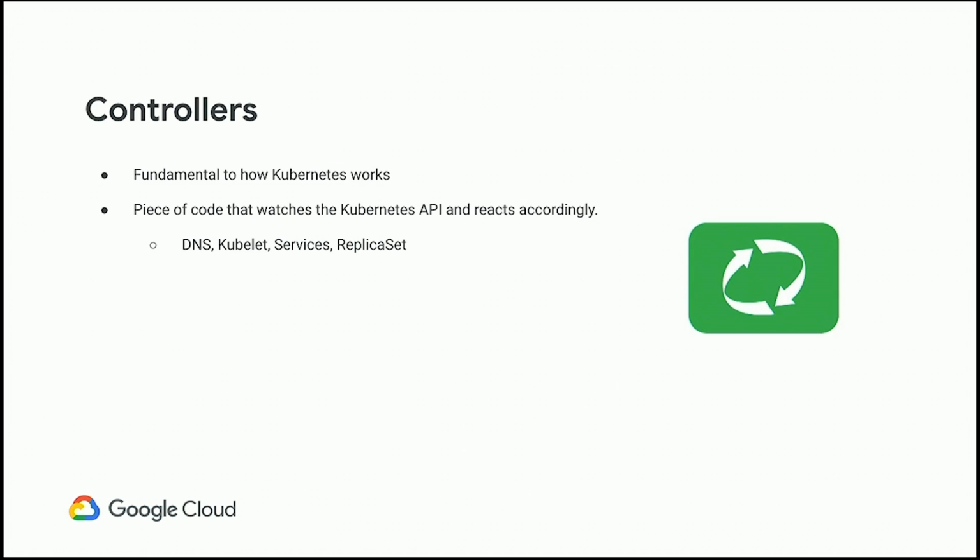Controllers are fundamental to how Kubernetes works. It's a piece of code that watches the Kubernetes API and reacts accordingly. Essentially, it's code that runs in a loop, listens to the API server, and responds to changes. For example, when you want to create a pod, what you really want is to schedule something in the system. The scheduler wakes up, determines where it's going to put the pod, and writes back to the API server. The kubelet then wakes up and orchestrates what you want in the system. So it's all unified together as part of this process that's part of the CI/CD pipeline.